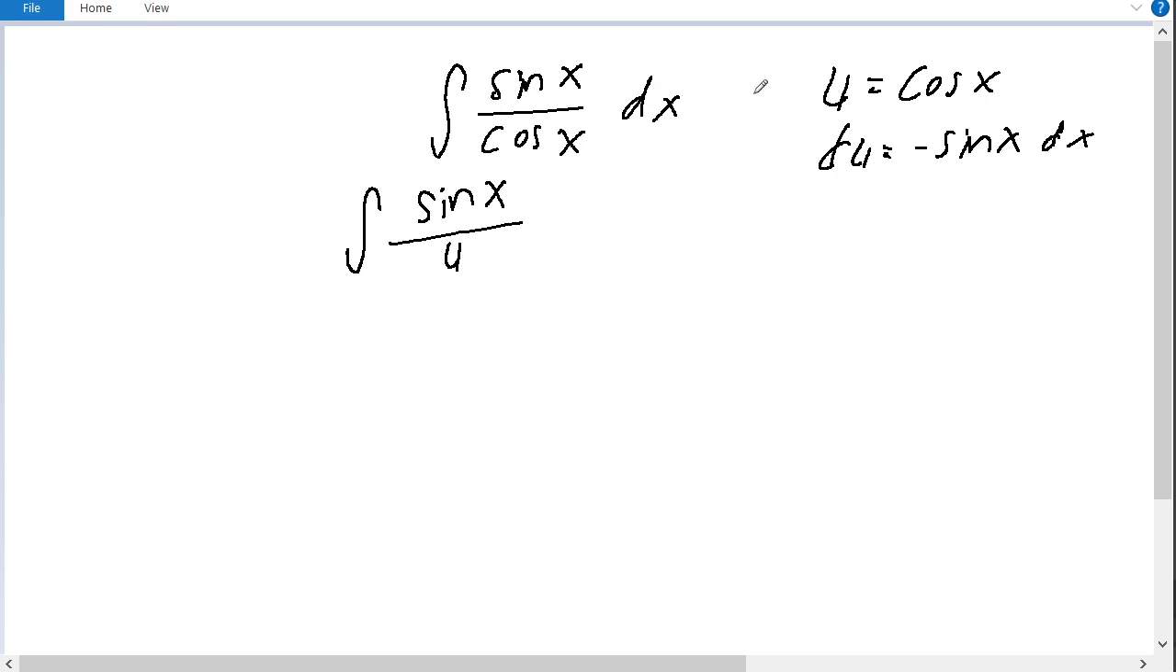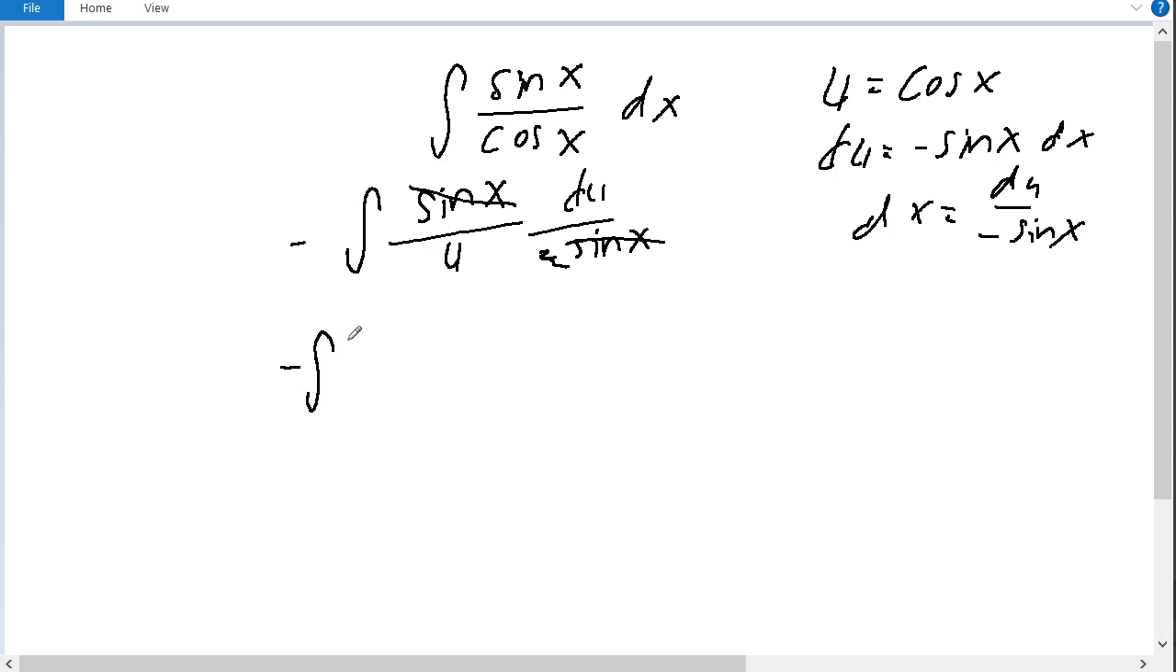And now what's dx? Dx is just du over negative sine of x. So I'll plug it in as du over negative sine x. And now I notice sines cancel out, and I can take this negative and move it outside, because it doesn't matter right now. We'll just keep it here so we can remember to switch the sign. And what are we left with? We're left with negative integral of 1 over u du.